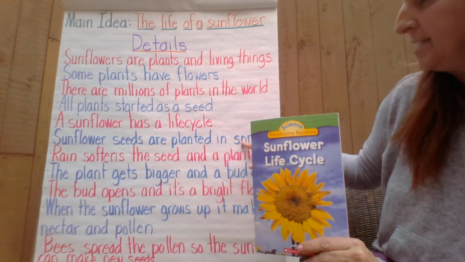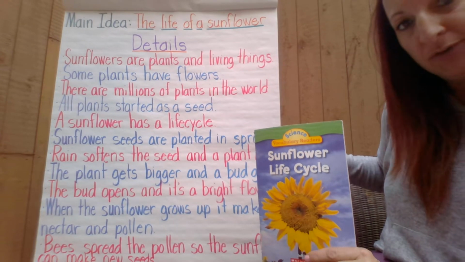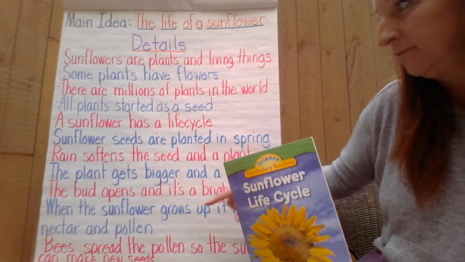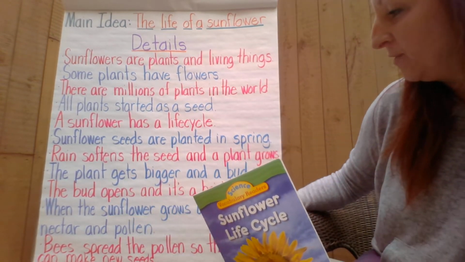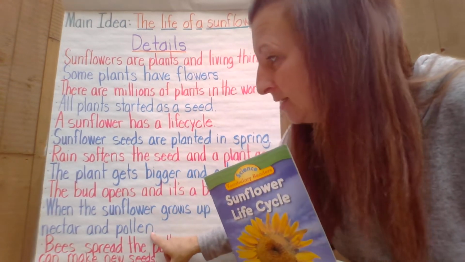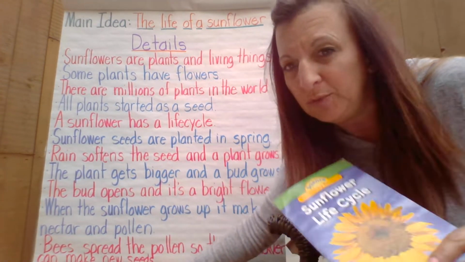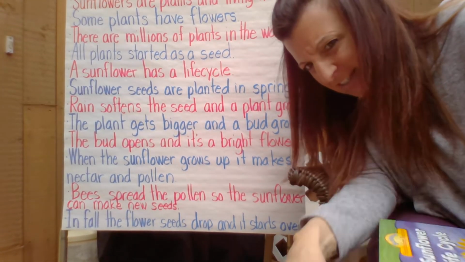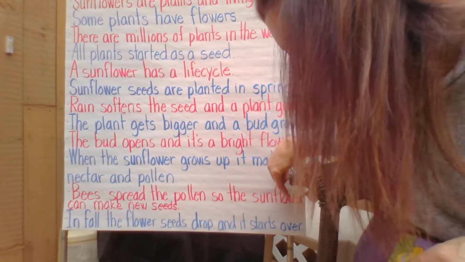Sunflower seeds are planted in spring. Rain softens the seed and a plant grows. The plant gets bigger and a bud grows. The bud opens and it's a bright flower. When the sunflower grows up, it makes nectar and pollen. Bees spread the pollen so the sunflower can make new seeds. I'm way down here now. Can you see? In fall, the flower seeds drop and it starts over. The whole life cycle starts all over again.